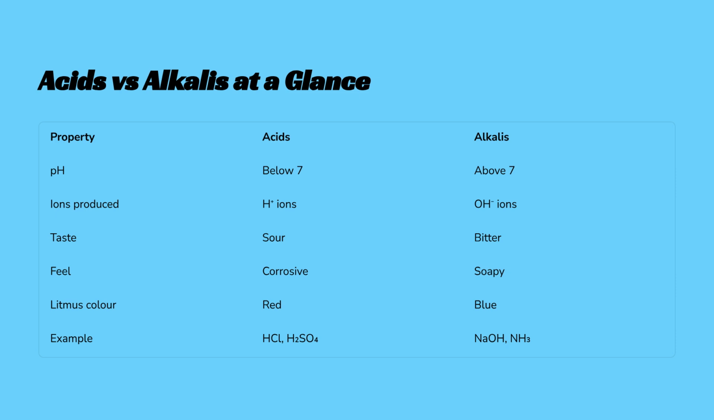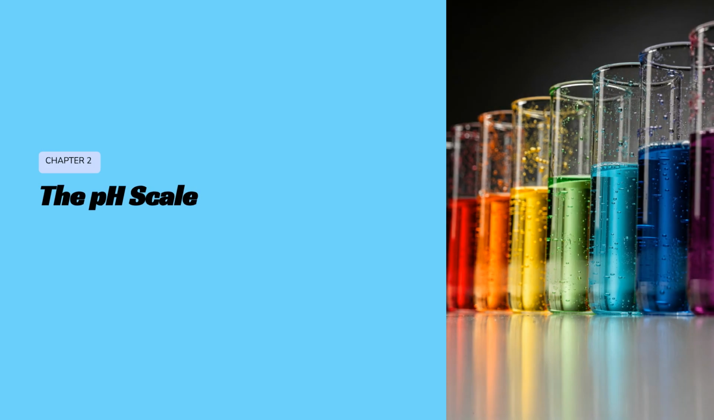Here's a quick look at the differences between acids and alkalis. Acids have a pH below 7, produce H+ ions, taste sour, feel corrosive, turn litmus red, and examples include HCl and hydrogen sulfate. Chapter 2 is about the pH scale, a simple 0 to 14 scale that tells us exactly how acidic or alkaline a solution is.